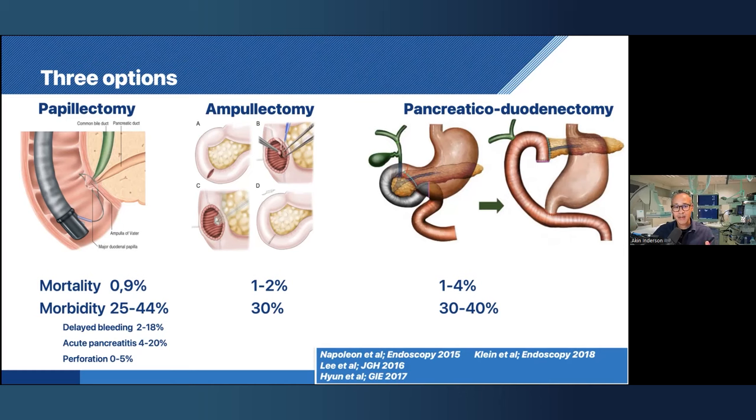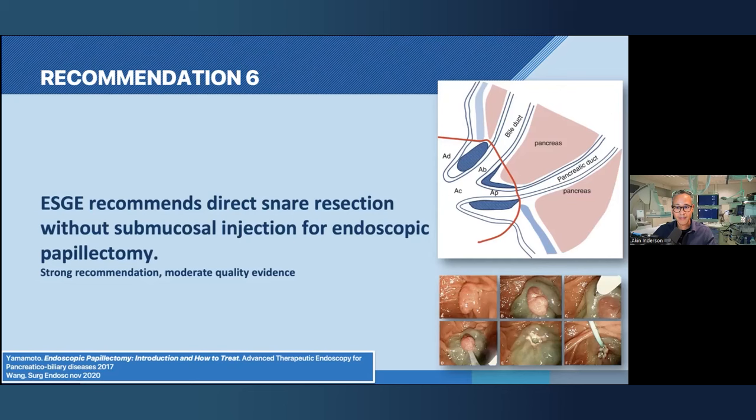First is papillectomy, we talked about that, but for the surgical options, you have ampullectomy and pancreaticoduodenectomy. The mortality rates are comparable and the morbidity rates as well. I see our surgeons do a lot of pancreaticoduodenectomy because of their experience, but papillectomy also has a lot of morbidity. Fortunately, low mortality, about 1%. But the morbidity mainly consists of bleeding, about 20%, acute pancreatitis, 20, sometimes 30% in some series, and up to 5% chance of perforation. So do your selection carefully.